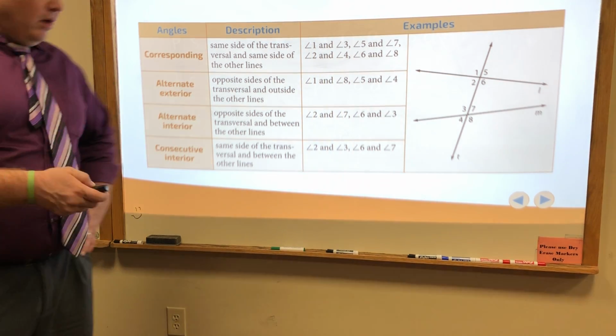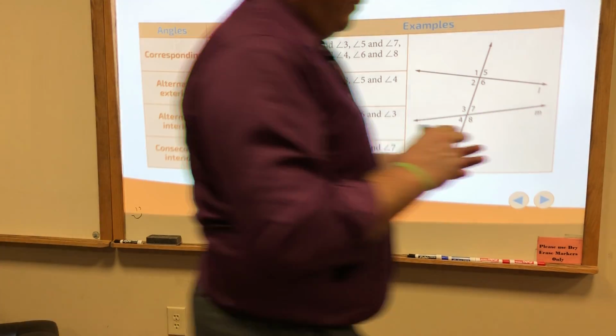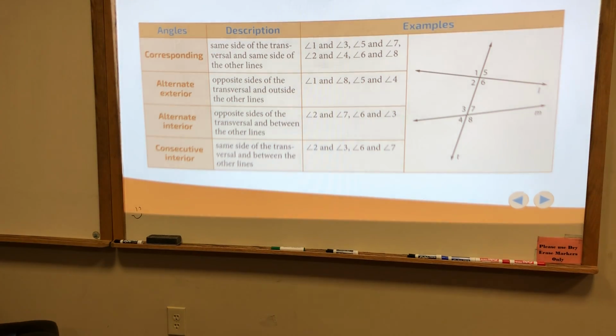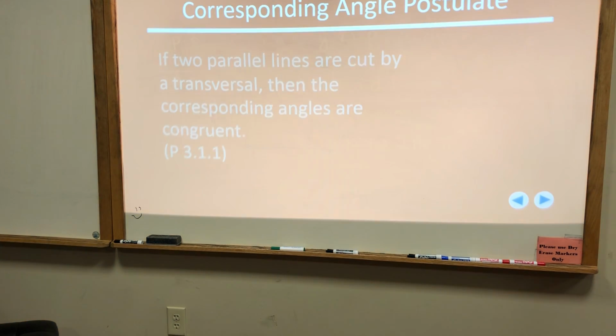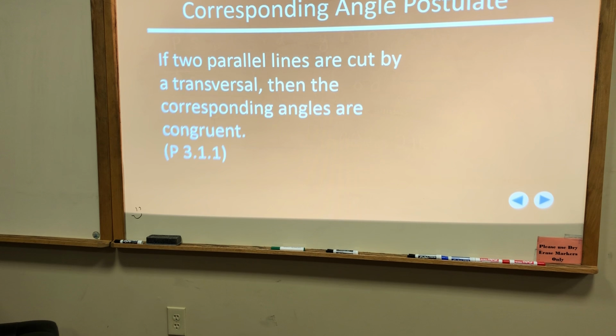So when we talk about parallel lines and transversals, we have 4 types of angles that can be identified: corresponding, alternate exterior, alternate interior, and consecutive interior. All right? Okay, so now, here's a postulate that goes with it. It says this: if 2 parallel lines are cut by a transversal, then the corresponding angles are congruent. So now, here's the key.